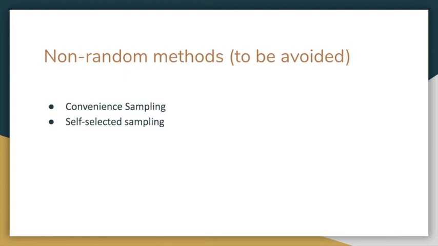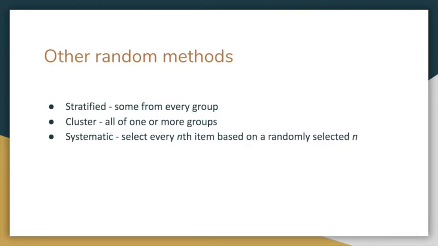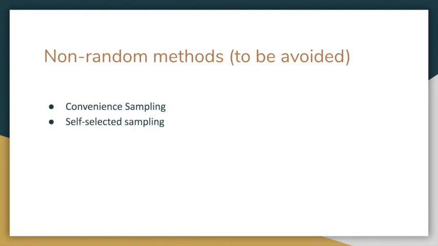By the way, I should point out, the stratified and cluster methods are still technically random if you are choosing the individuals or choosing the clusters in a random way. I didn't say that specifically, and I should have. All right, so non-random methods. These are ways that we should probably try to avoid if possible.